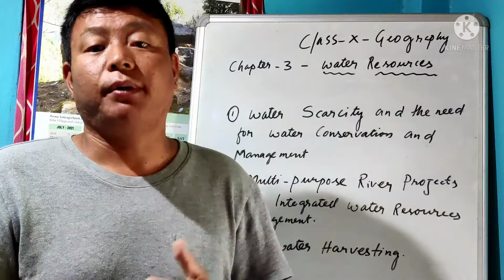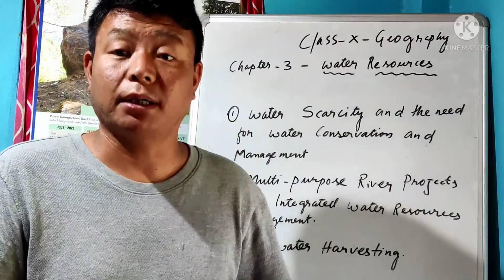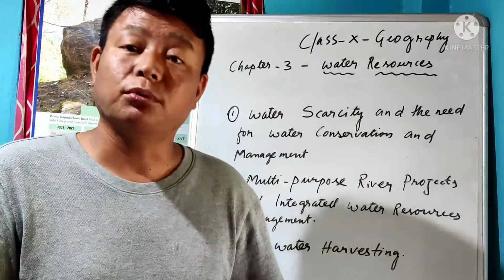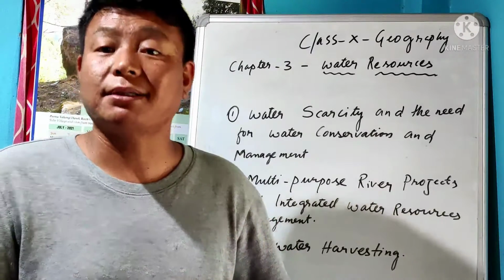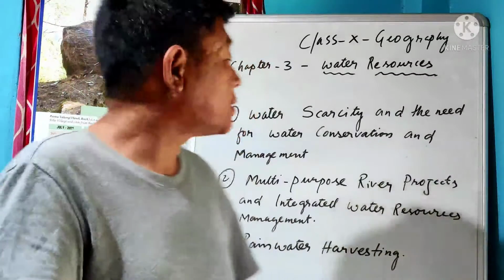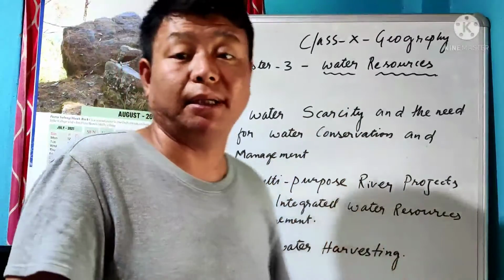So that's why we find that, if you have heard about Mars, Jupiter, or whatever, sorry, Venus, the moon, the water problems are there. That's why the possibilities of human survival are very few on those. So today we'll discuss water scarcity and the need for water conservation and management.